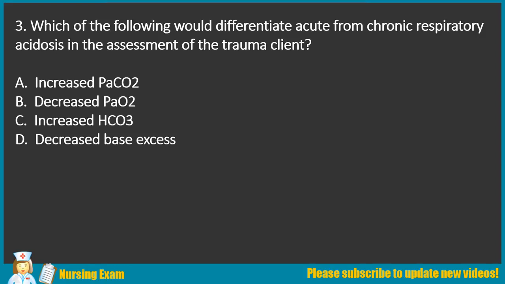Question 3. Which of the following would differentiate acute from chronic respiratory acidosis in the assessment of the trauma client? A. Increased PaCO2. B. Decreased PaO2. C. Increased HCO3. D. Decreased base excess.